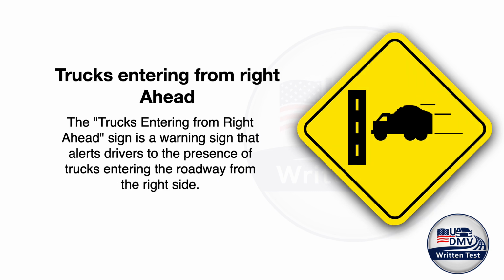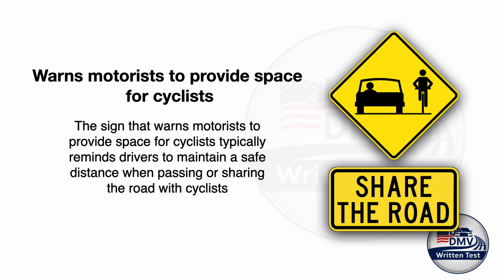Trucks entering from right ahead. The trucks entering from right ahead sign is a warning sign that alerts drivers to the presence of trucks entering the roadway from the right side. Warns motorists to provide space for cyclists. The sign typically reminds drivers to maintain a safe distance when passing or sharing the road with cyclists.